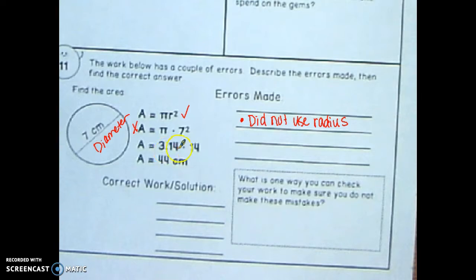So then they did 3.14 times 14. Well, 7 squared is not 14. So they didn't use the radius, but then they did not square the radius. They multiplied by 2. And then they have 44 centimeters. They forgot squared. Your units should be squared.